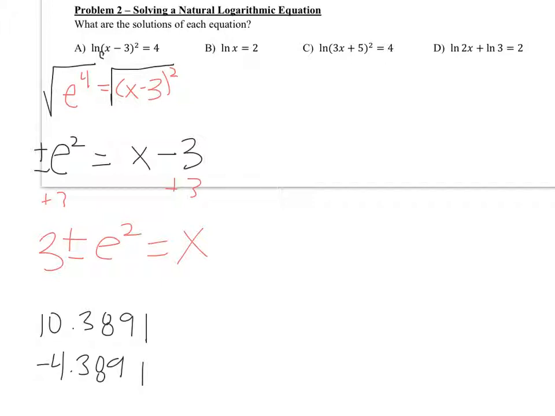Second one. When I'm looking at this, my base here again is e, so I'm going to rewrite it. It's e squared is equal to x. Then I just put e squared into my calculator, and that's actually all I have to do for that one. So it would be 7.3891. I want you to try to do c and d by yourself.